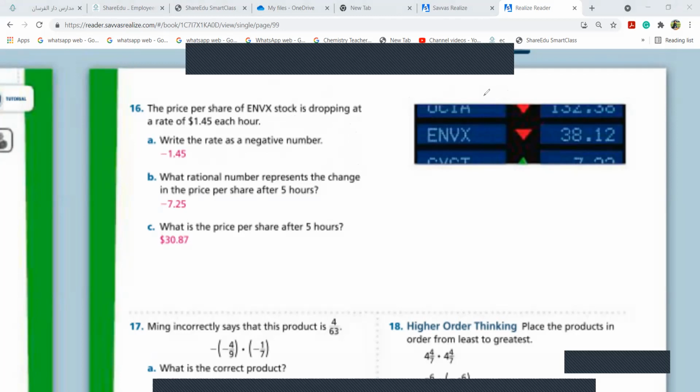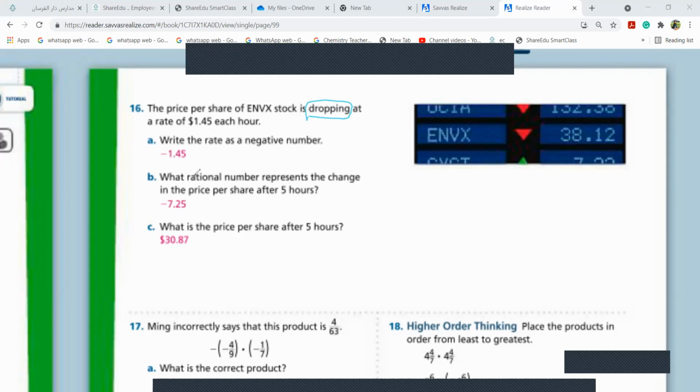You know the share market, the stock market, it's about that. They said the price per share of NVIDIA stock is dropping. Girls, what is this when I said dropping? Is it positive or negative? Of course, dropping means something coming down. That is negative. Write the rate as a negative number. The rate is minus $1.45 because it is coming down. They have a loss. So the rate as a negative number is negative 1.45.